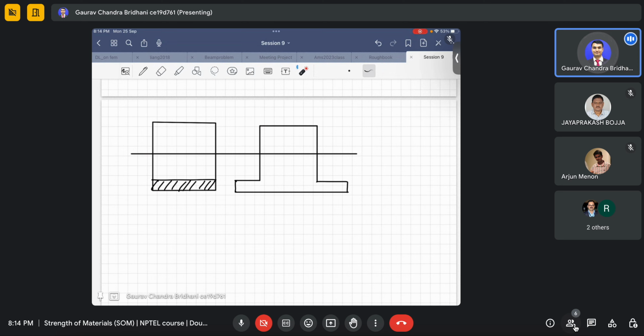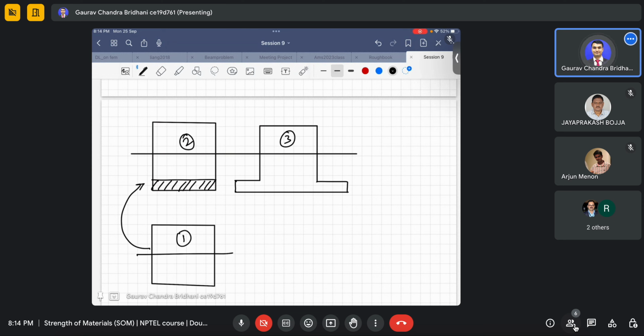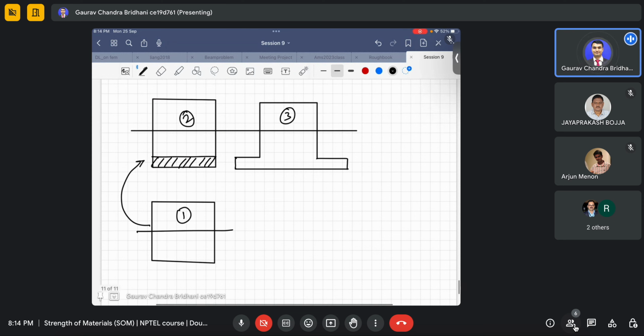In comparison to this, if I draw this, the neutral axis will change between 1, 2 and 3. Between 1 and 2, the neutral axis depth will change. Obviously, in 1 the neutral axis depth will be at the centroid, the centroidal axis, but in 2 the neutral axis depth will not be the centroidal axis, it will change.